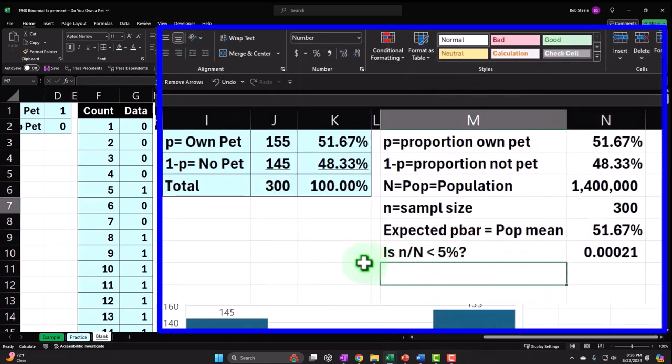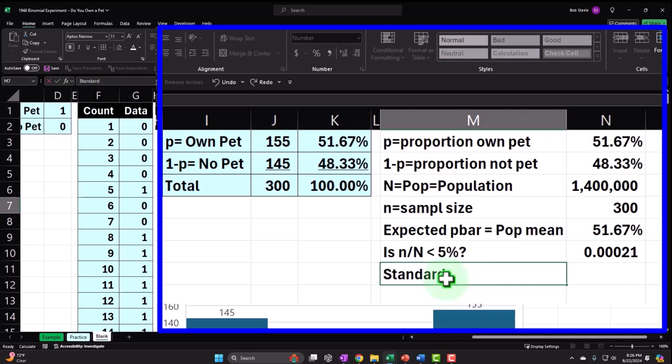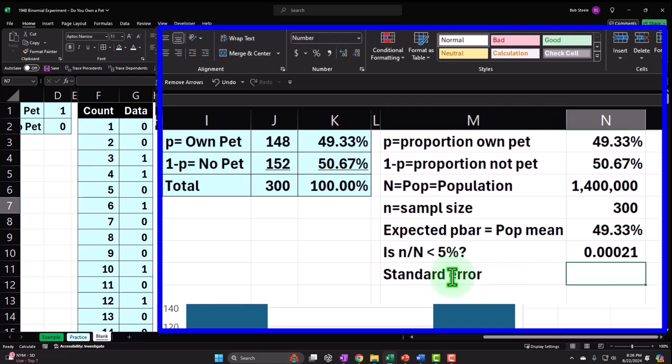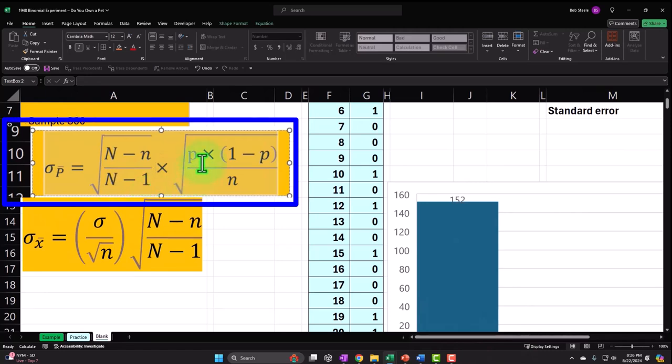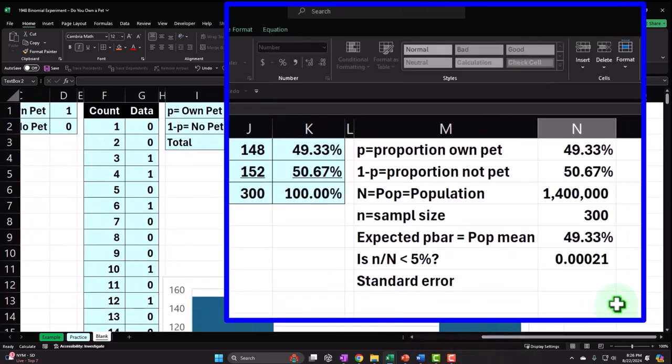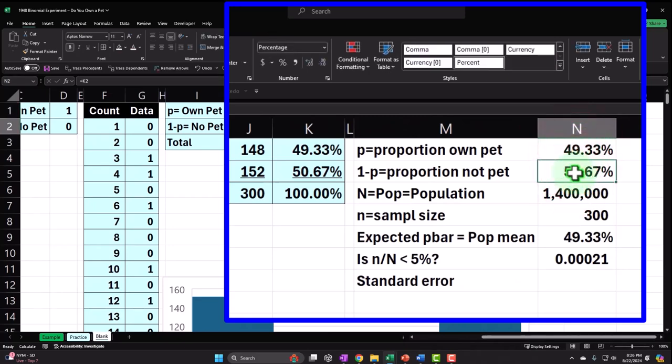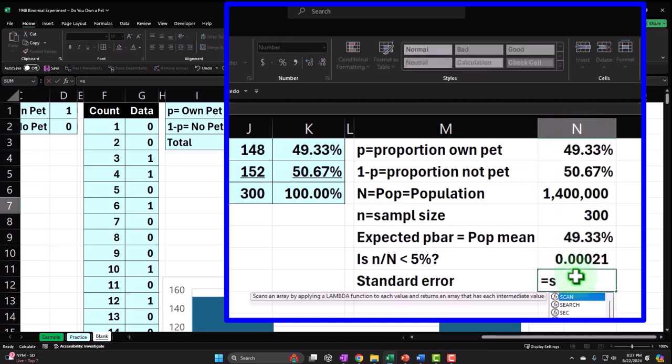And then let's do the calculation for the standard error, which is basically like the standard deviation of all of the P bars, as though we took all combinations of 300 and took the average of all those combinations. That's what we're simulating with this formula. It's the square root of P times one minus P divided by n. So here's P, here's one minus P, and here is n. We're just applying this formula, but we have a conceptual idea of what it is doing.